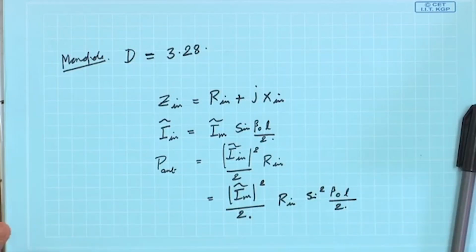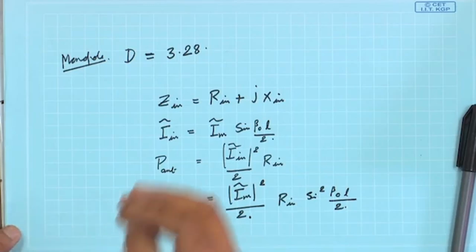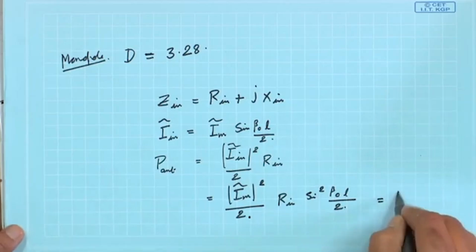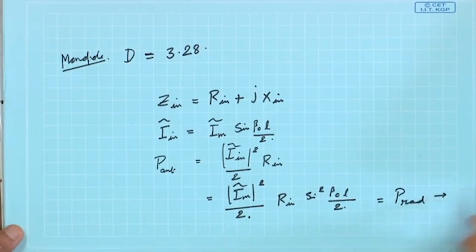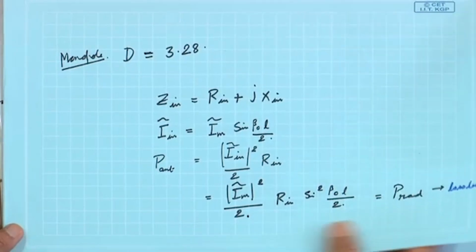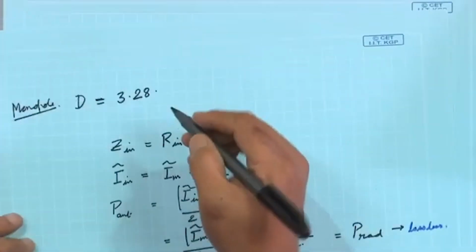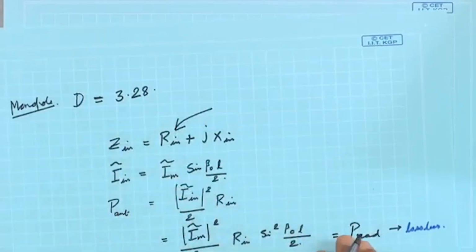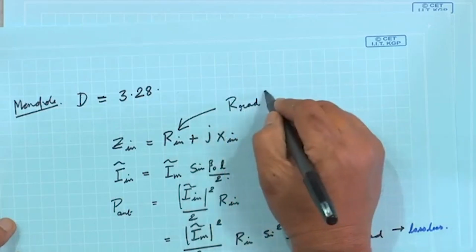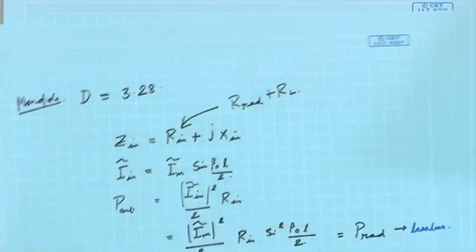If the antenna is lossless, then this total power delivered to the antenna will be equal to P rad. So, this will be equal to P rad for a lossless antenna. For a lossy antenna, there is another term, because this is a simple antenna. So, R in can be called the series of R rad and R loss, that we have already seen. Now, that R loss we need to see.